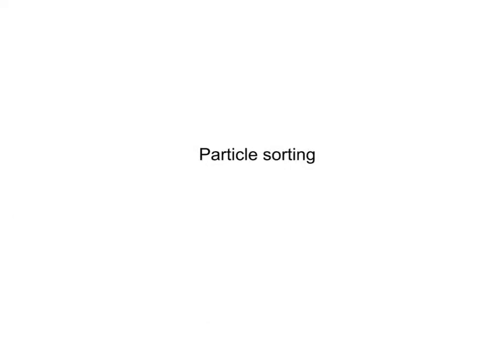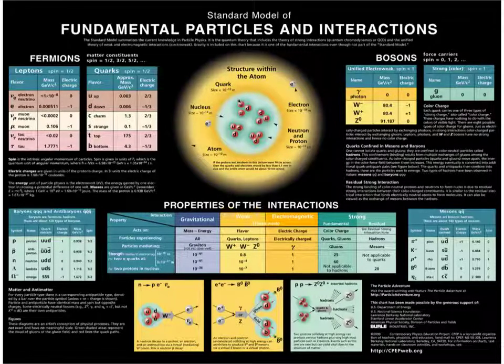Particle sorting. So we can sort all these different particles and antiparticles into different categories. This is often called a particle classification as well. Here is quite a nice big chart of many of the different types of particles. It's worth studying this. If you Google fundamental particles and interactions or the standard model, you should be able to find this poster, which is really quite a nice summary of the different categories of particles.